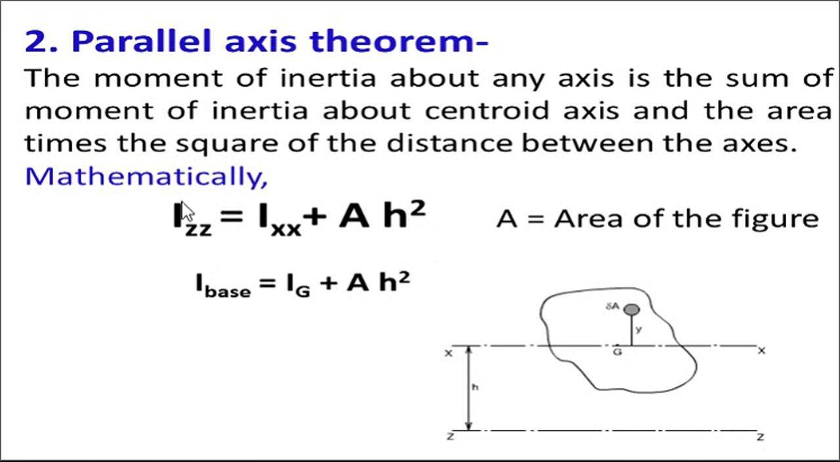In some books it is defined as I base. Base means any particular point. I base is equal to IG. IG means the MI about the centroid G. That is also called Ixx. If Ixx passes through the centroid, then you can simply say it is IG. So I about the base will be equal to IG plus A h square. I stands for moment of inertia. Moment of inertia about the base equals moment of inertia about the centroid plus the area times the square of the perpendicular distance between the two axes. That is nothing but the parallel axis theorem.